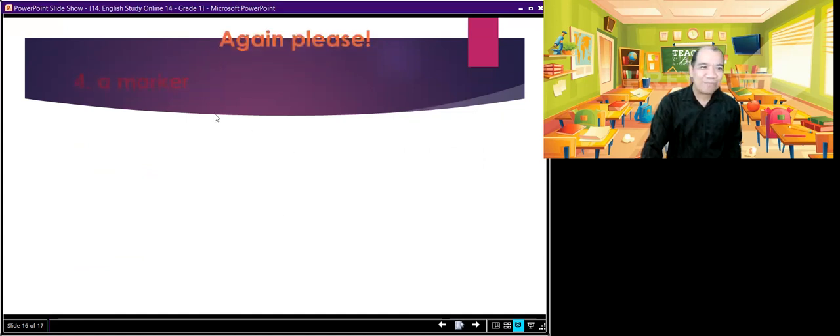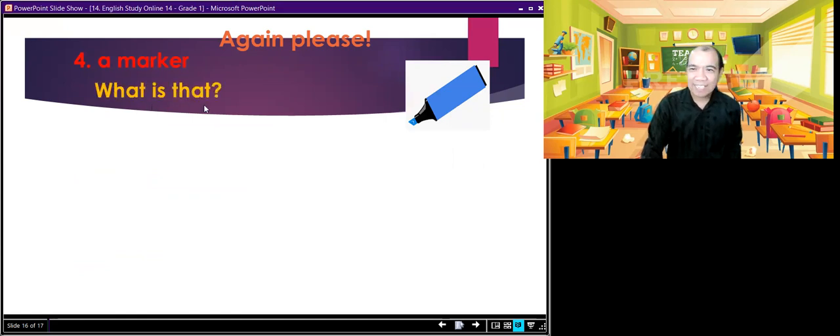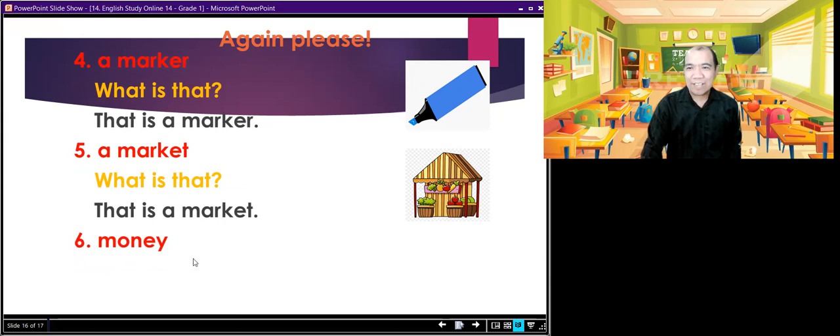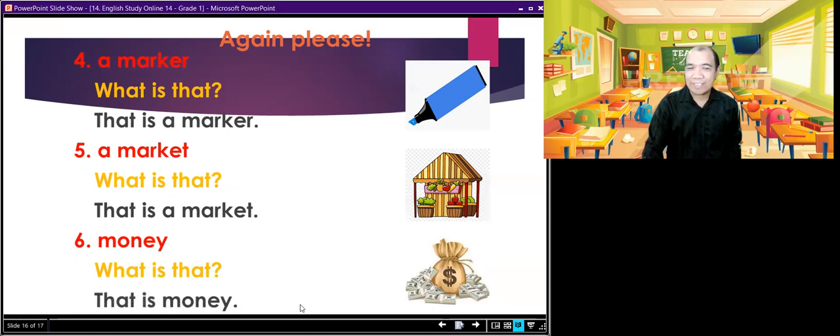Again, please. A marker. What is that? That is a marker. A market. A market. What is that? That is a market. Money. Money. What is that? That is money.